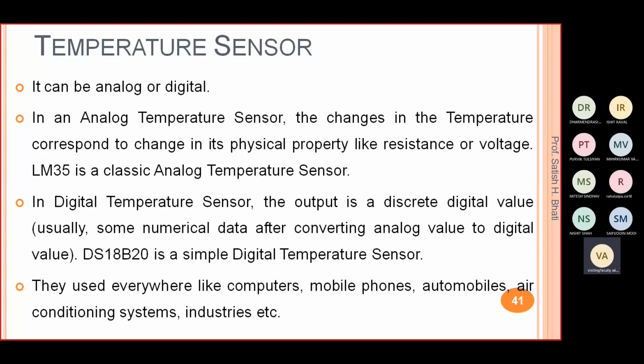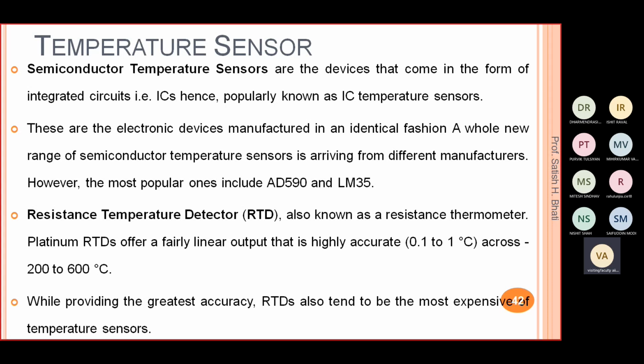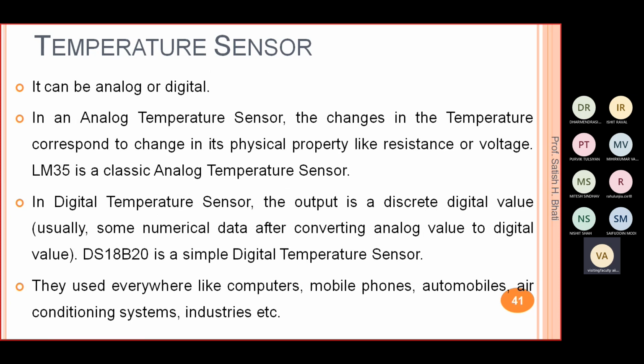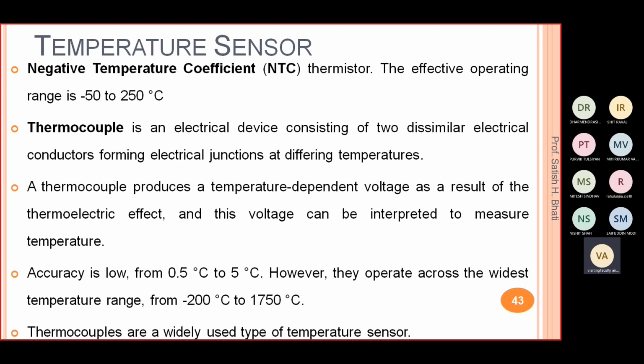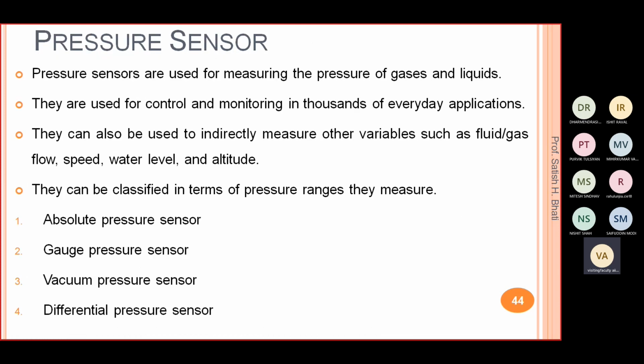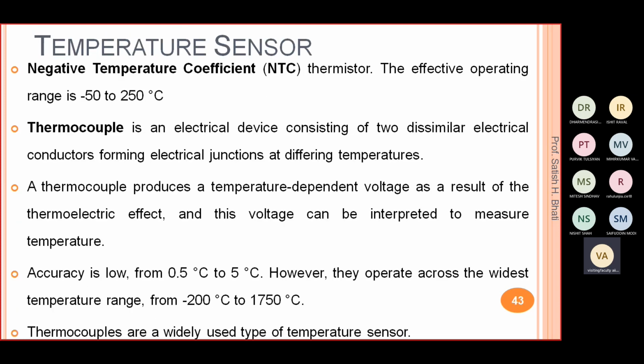Yesterday, in the last class, we have seen the temperature sensor, right? For temperature sensor we have types of temperature sensor. Temperature sensor is a category, and in that category you have many types of temperature sensor. Some are in the form of IC. Some are known as resistance temperature detector, RTD. Some are known as thermocouple, some are known as NTC thermistor. So there are different temperature sensors we have seen there.